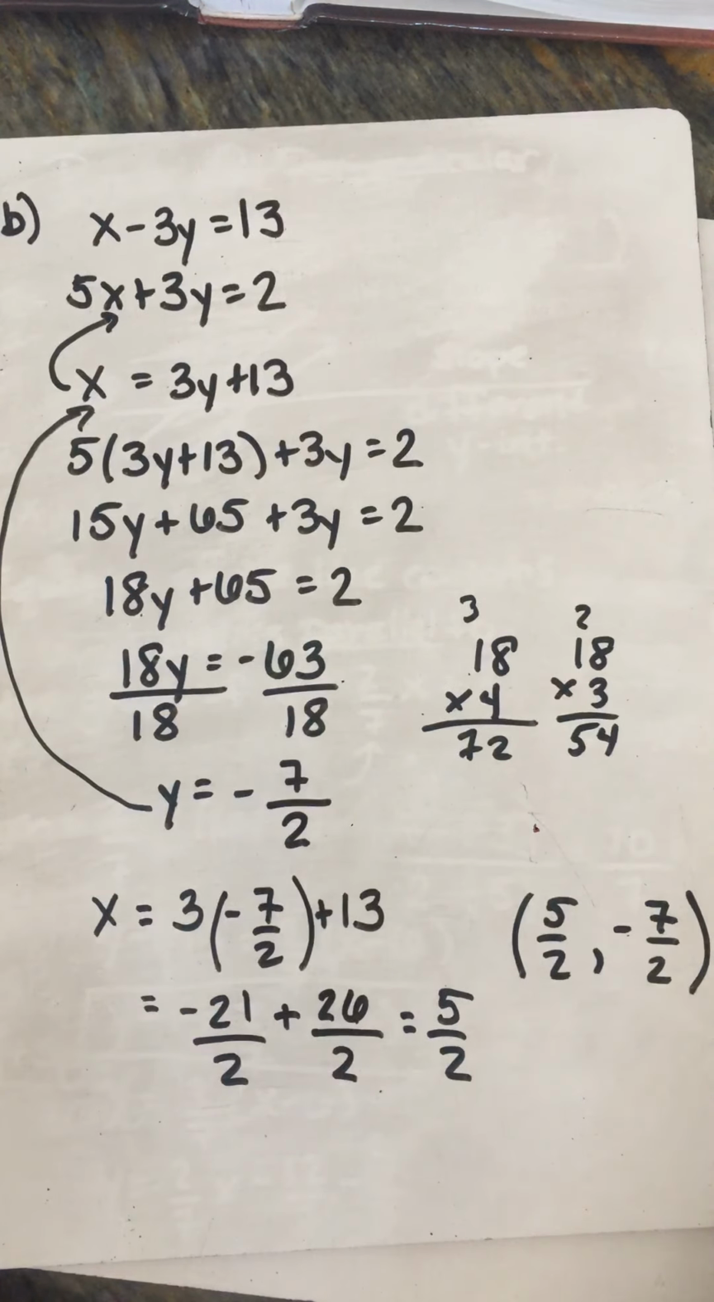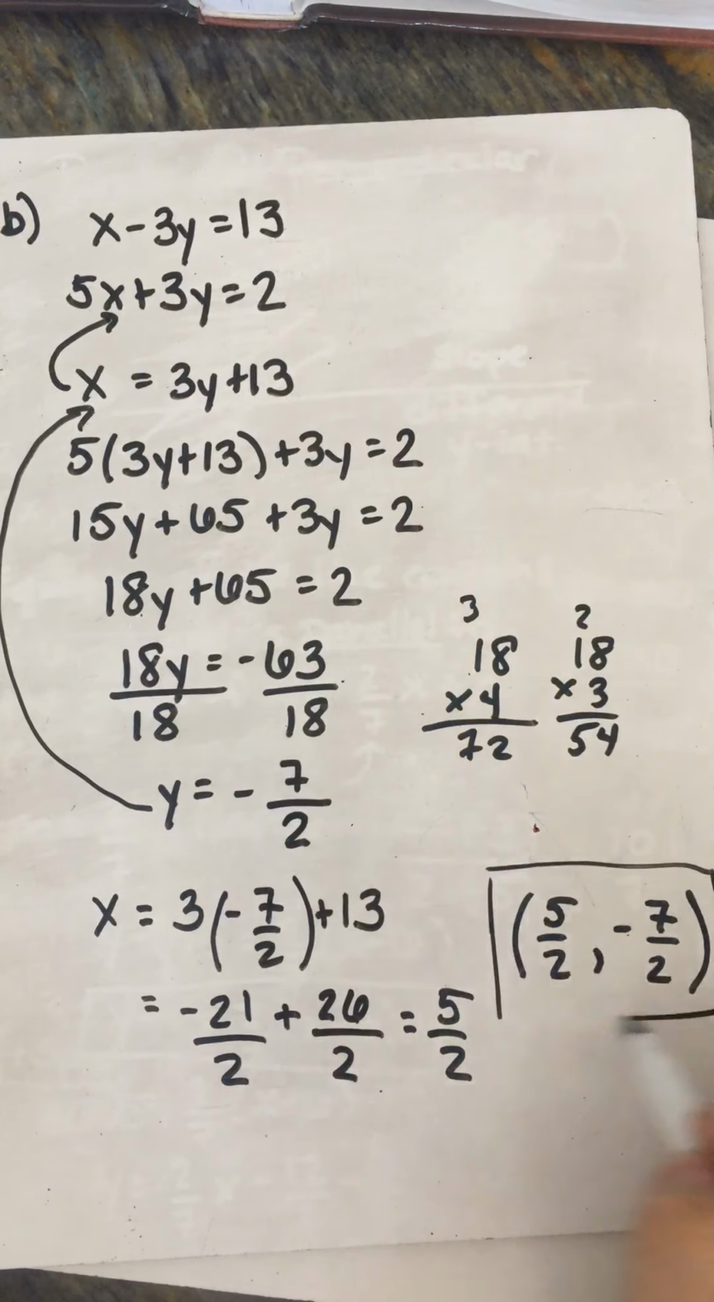If you want to write them as proper fractions, that's fine. This is not a slope, so it's okay. We're not writing a ratio. We're writing an actual ordered pair. So that's how this works.